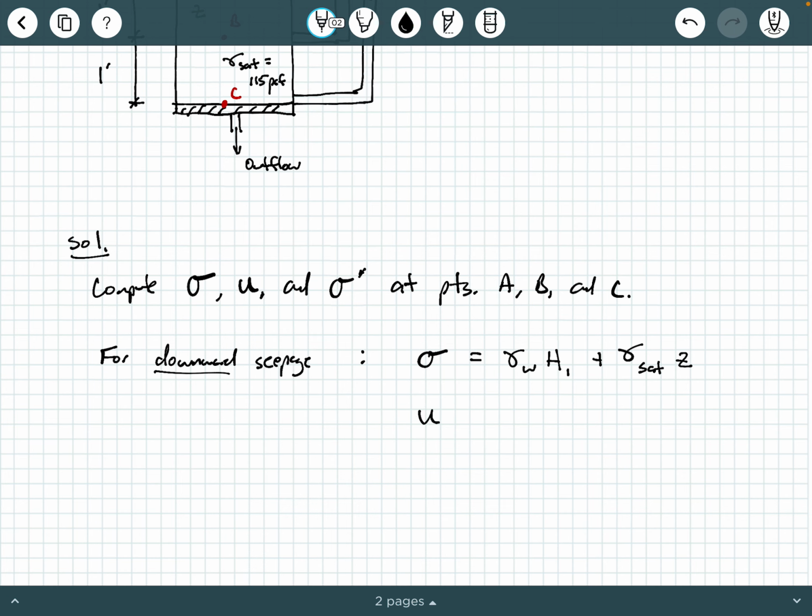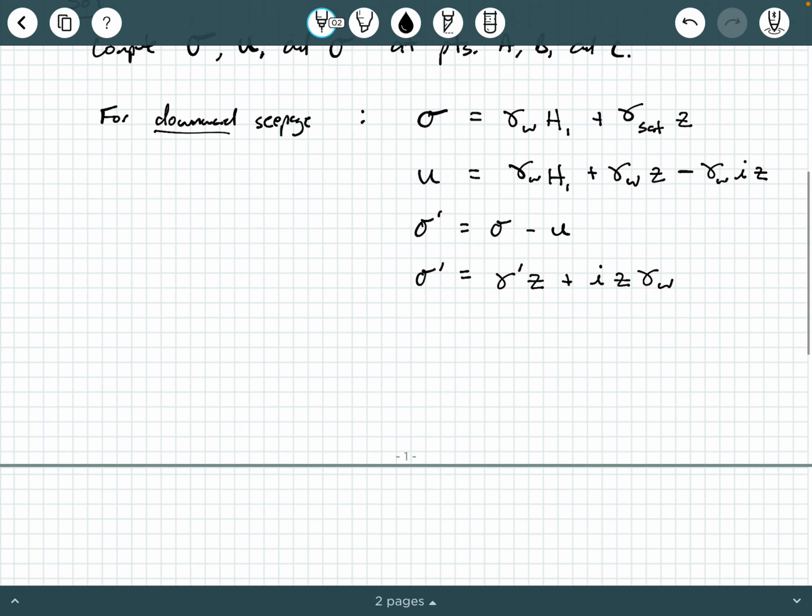Well, pore pressure for the case of downward seepage is unit weight of water times height 1 plus gamma water times Z. And for a case of downward seepage, we have minus gamma water times a hydraulic gradient times depth Z. And then, of course, effective stress is total stress minus pore pressure. So we can combine those together, and algebraically you end up with gamma prime Z plus I Z gamma water. I believe these formulas are summarized for you in the textbook for the case of downward seepage.